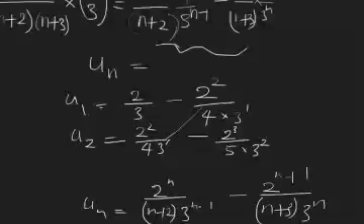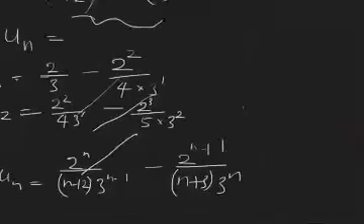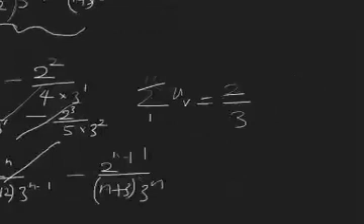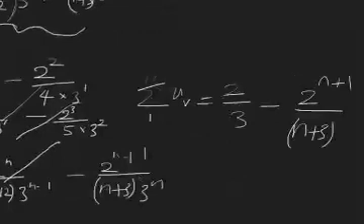You sum this up, this goes with this, goes with the previous one, and you end up with the finite sum, r goes from 1 to n, u_r is equal to 2/3 minus 2 to the power n plus 1 divided by n plus 3 and 3 to the n. Yeah, as n tends to infinity.